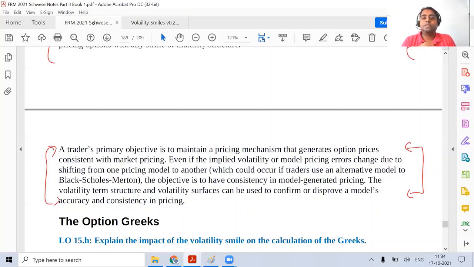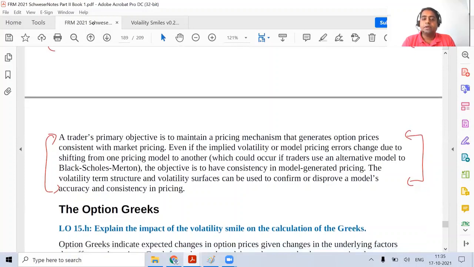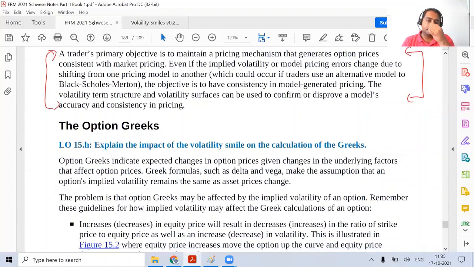In a nutshell, what this paragraph focuses on is that the trader wants to use a model which gives him a price closer to the actual price. That means the error has to be lower. This is just a commentary added after your volatility smiles discussion. The next paragraph is your option Greeks.